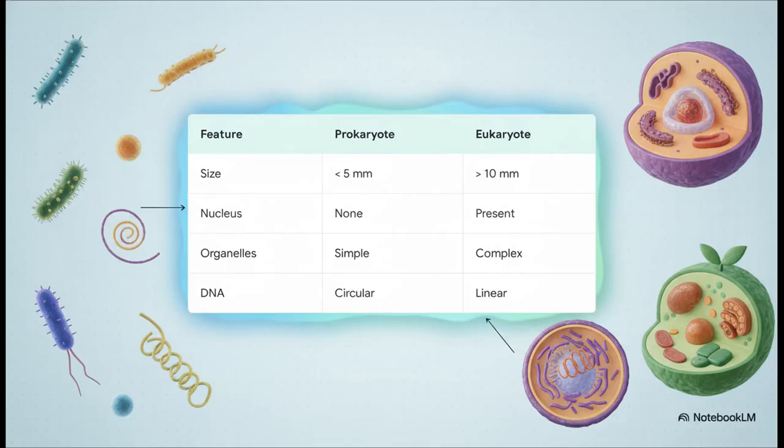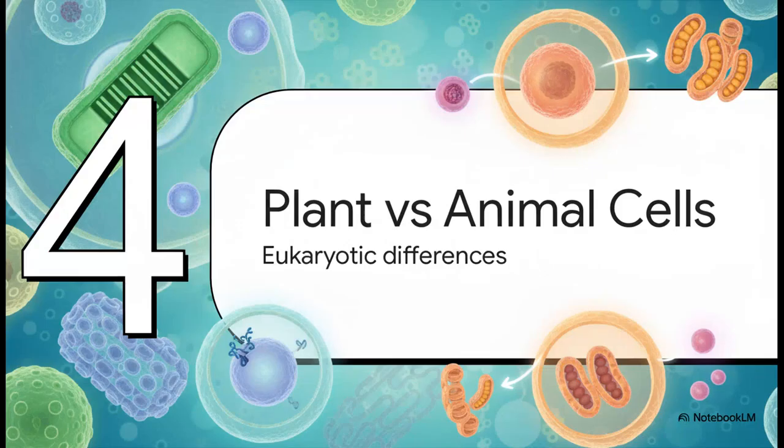Now, if you're taking notes right now, this is the perfect summary table to memorize. Prokaryotic cells are tiny. We're talking less than 5 millimeters. They have no nucleus, they lack membrane-bound organelles, and they have circular DNA without proteins. Eukaryotic cells, on the flip side, are larger, greater than 10 millimeters. They boast a true nucleus, have a super complex internal structure of organelles, and contain linear DNA that's associated with proteins to form chromatin.